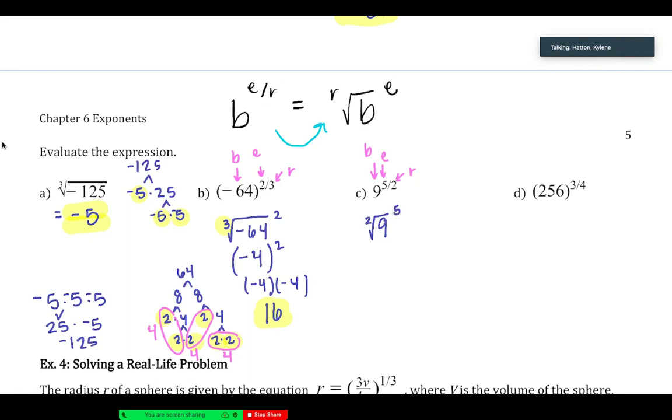So that means that I have to take the square root of 9. Once I get that, I'll raise it to the 5th power. So the square root of 9 is 3, but that still has to be raised to the 5th power. And then 3 raised to the 5th power means 3 times 3 times 3 times 3 times 3. You can always use a calculator, but you end up at 243.